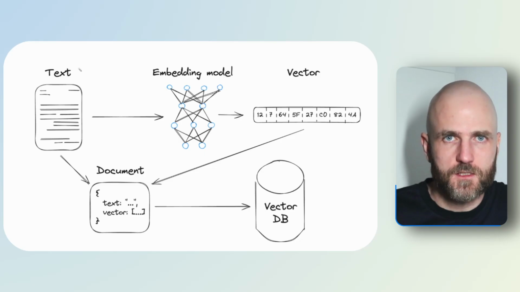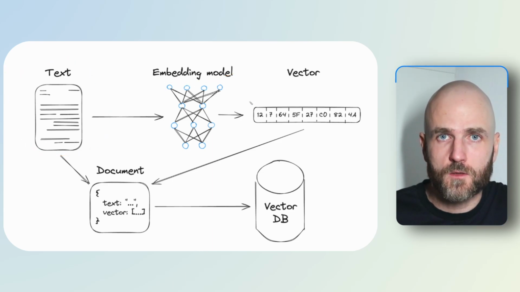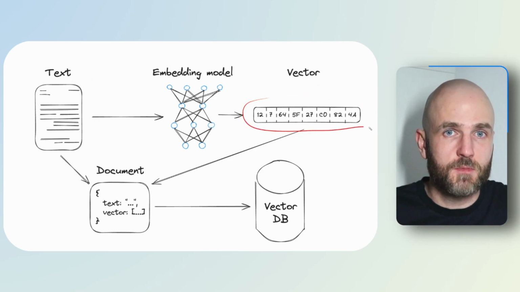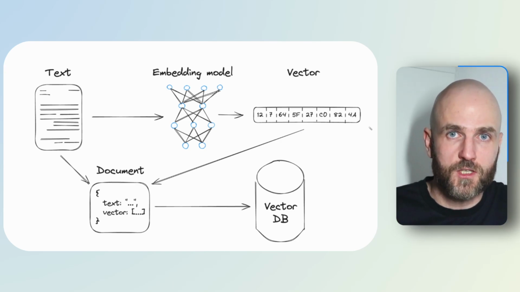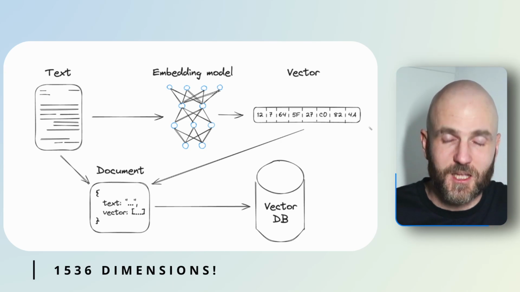Setting up a RAG starts with building a knowledge base. This usually involves using an embedding model, which is an algorithm designed to turn text into numerical vectors. These vectors are essentially mathematical representations of words or phrases in a multidimensional space, often as many as 1536 dimensions.